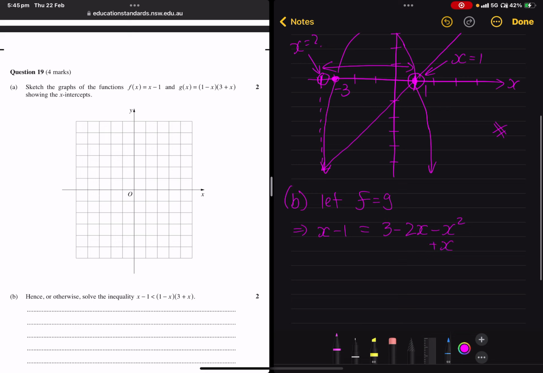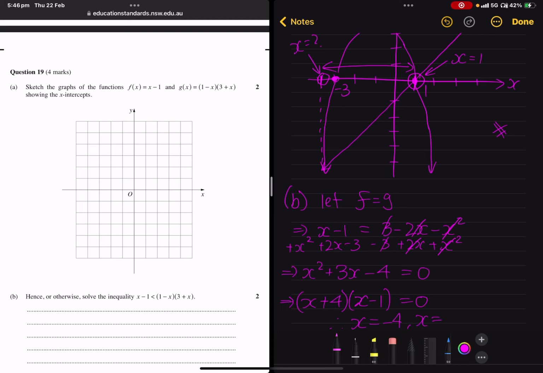So we'll move everything to one side. So add 2x, minus 3, minus 3. So this cancels, this cancels, this cancels. We get x squared plus 3x minus 4 is equal to 0. Should be able to factorize this. Two numbers that multiply to make minus 4, add to make plus 3. Well, we could have plus 4 and minus 1. So x plus 4 times x minus 1 equals 0. This means our two solutions are x is minus 4 and x is plus 1.